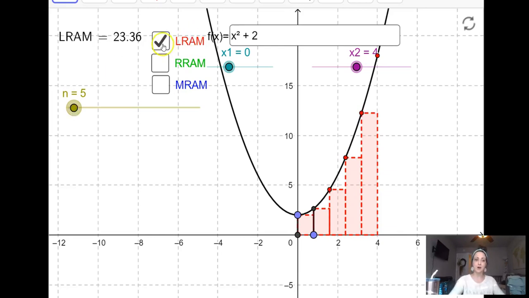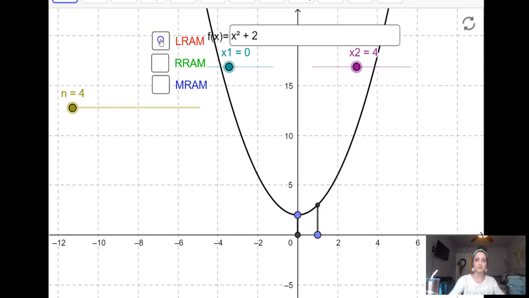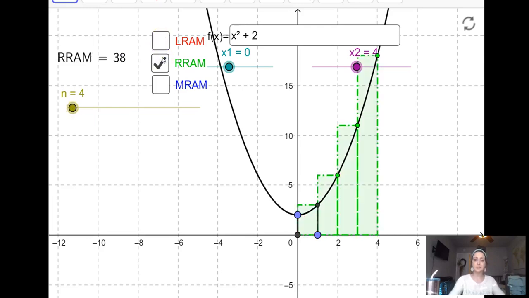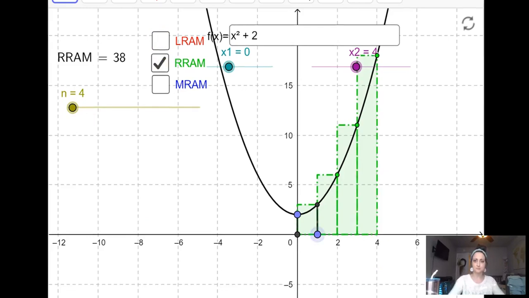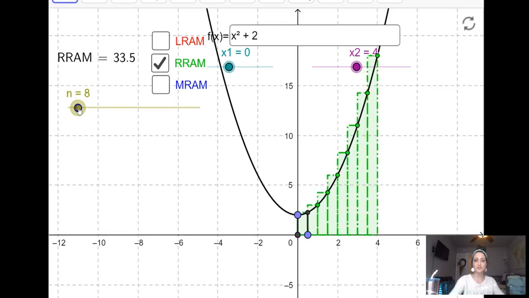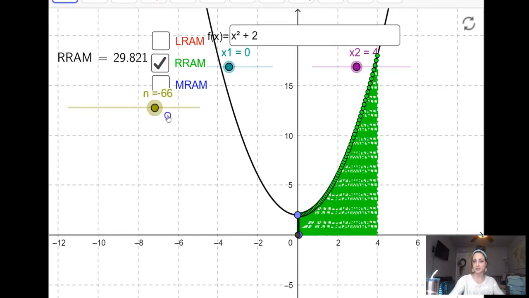Let's take a look at RRAM. Let's go back to 4 rectangles. So here is RRAM, again with 4 rectangles. So this time notice to create each rectangle, I'm using the right y value of the function. So here's my first height, my second height, third height, and fourth height. Base in this case, if I want to do 4 rectangles, would be base of 1, okay? So this is RRAM. Notice more rectangles, better approximation, right? But more rectangles also equals more work.